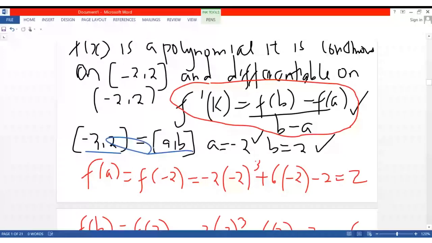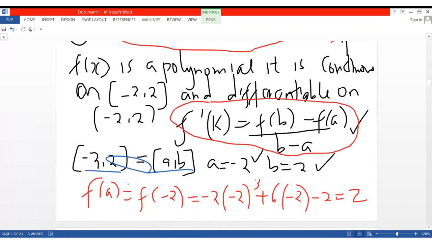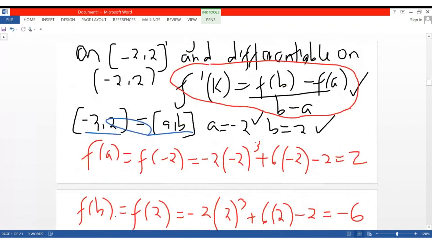Then we need our f of b and our f of a. So we replace the values that we have gotten for a and b in our function f of x. Where there's an x, I've replaced it with a, and I got f of a as 2. Then f of b, I replaced again in the function and I got negative 6. Now I have dealt with the right-hand side.